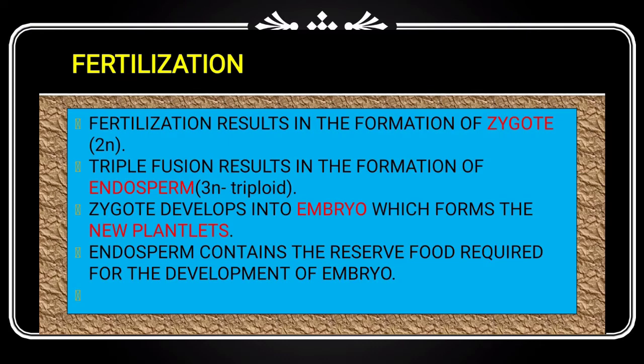Fertilization results in the formation of the zygote, which is diploid. Triple fusion results in the formation of the endosperm, which is triploid. The zygote develops into the embryo, which forms the new plantlet. The endosperm contains the reserve food required for development of the embryo.